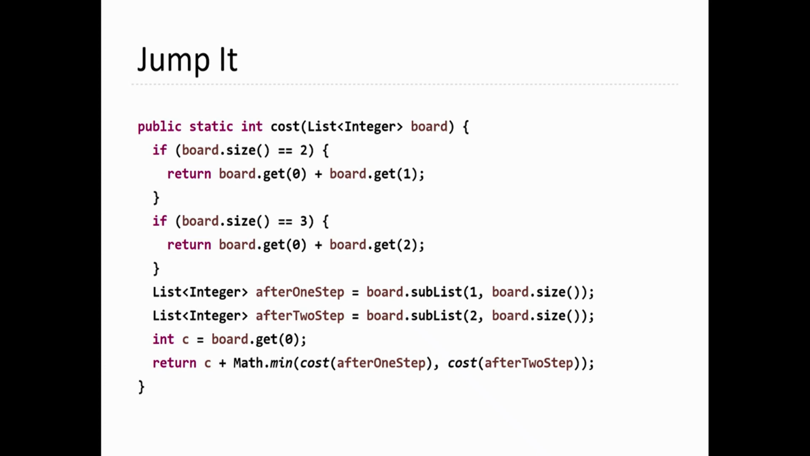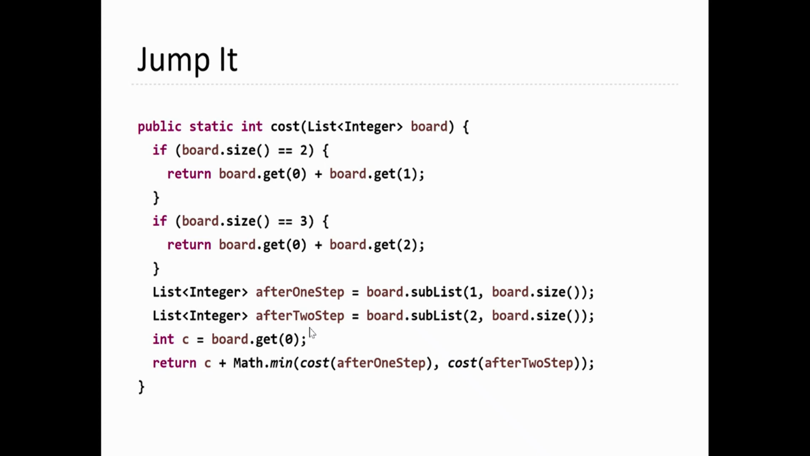So in other words, I can compute the board minus the first square. After 2 steps, that's the board after taking 2 steps, so what do I want to do? Well, I want to compute the board removing the first 2 squares off the board. So that's just the sublist starting at index 2. So that's the list after taking 1 step. That's the list after taking 2 steps.